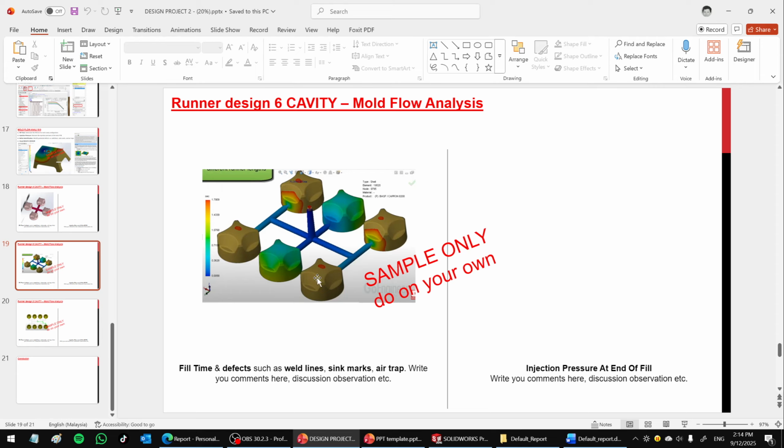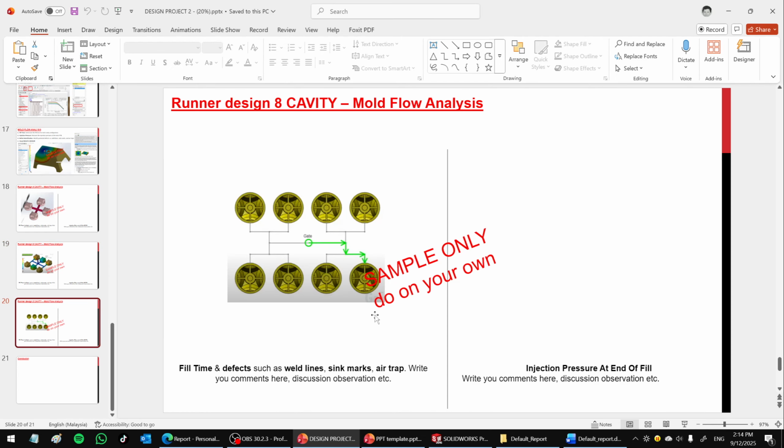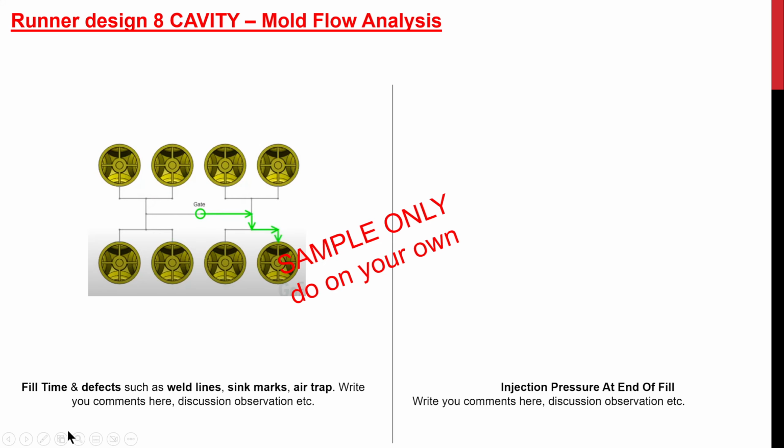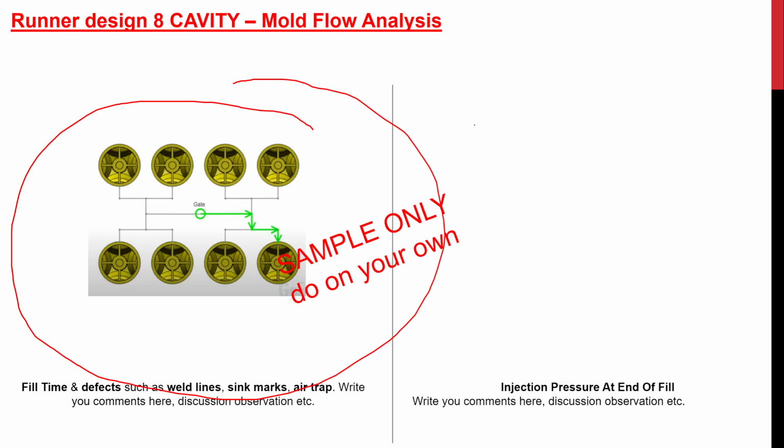But we are running it for the purpose of study lah. You want to do like this lah. This is the best way to design your runner. So you can use an H runner system. Look for it in Google.